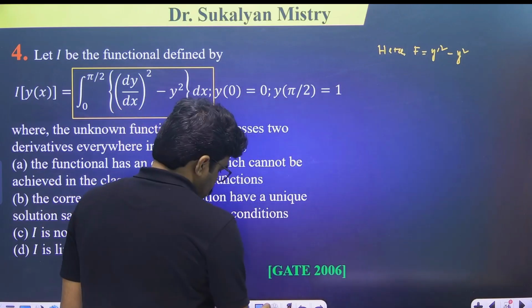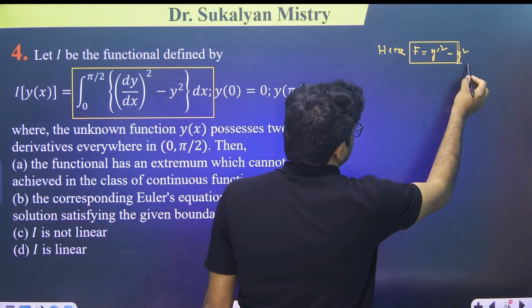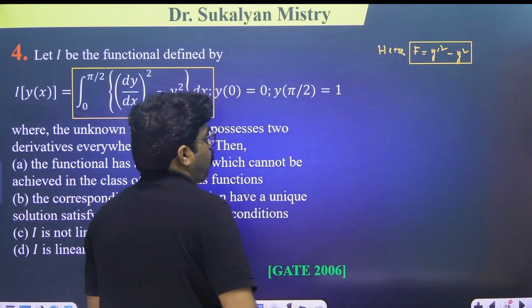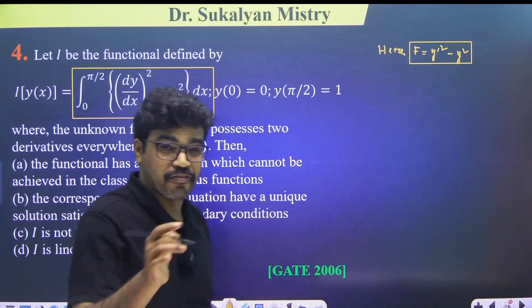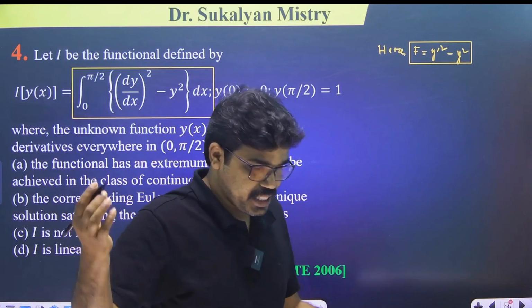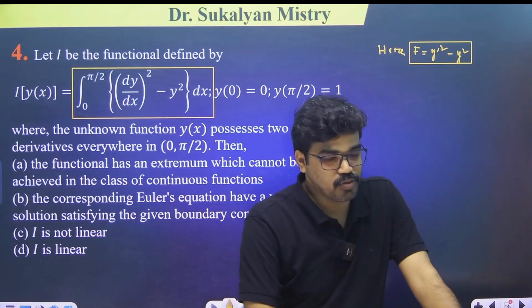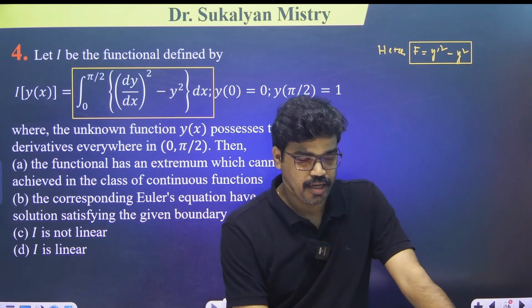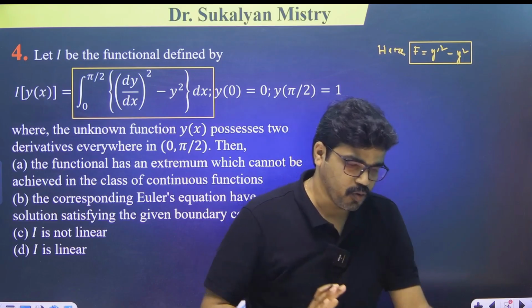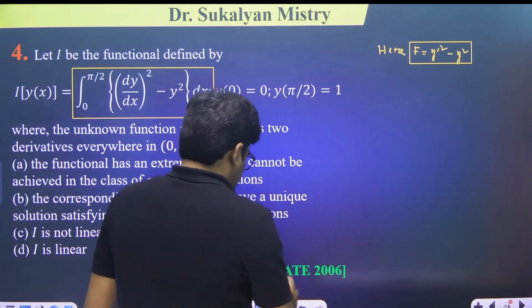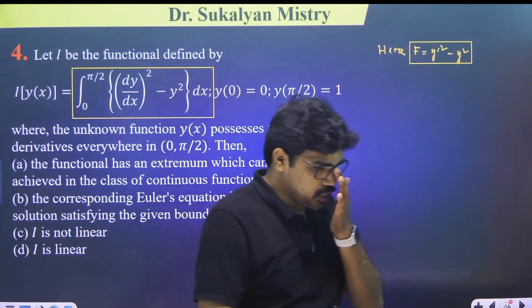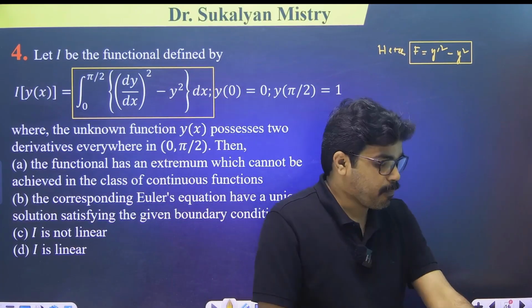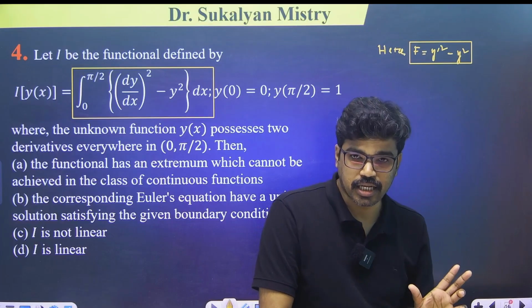So f is a function of y and y dashed only. Okay, so f is independent of x, that is ∂f/∂x is equal to 0, right? Okay, so now what is Euler's equation? The Euler's equation is ∂f/∂y minus d/dx of ∂f/∂y' is equal to 0.